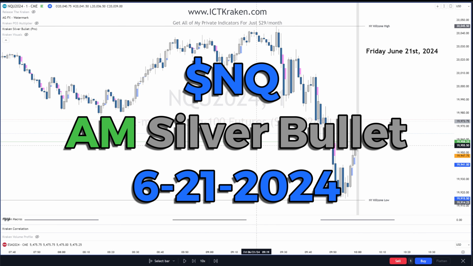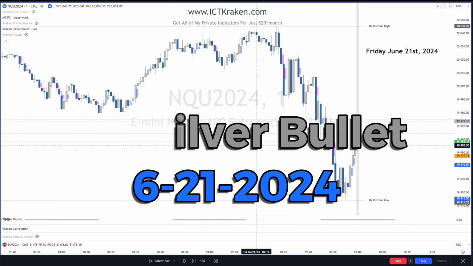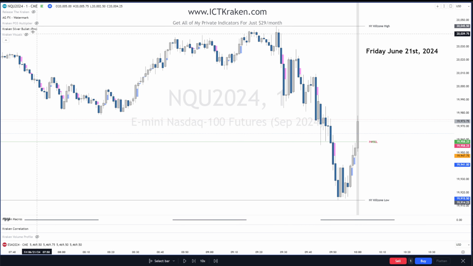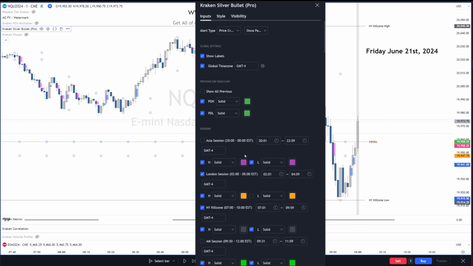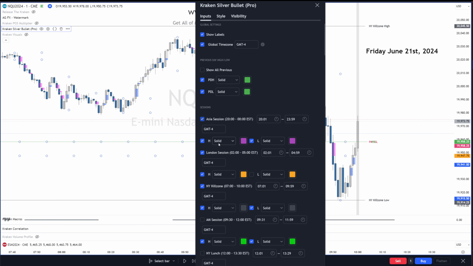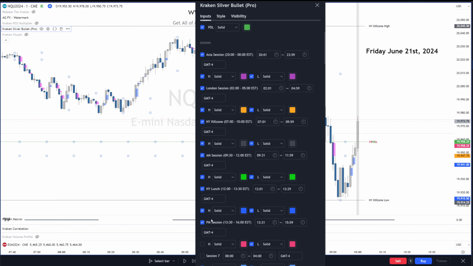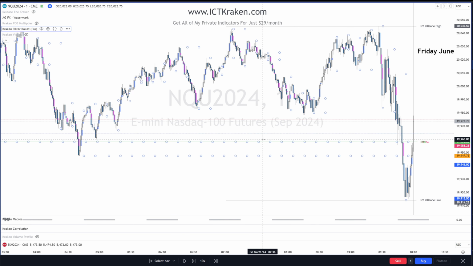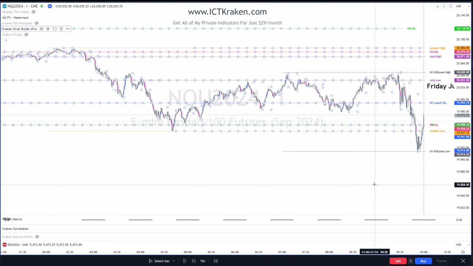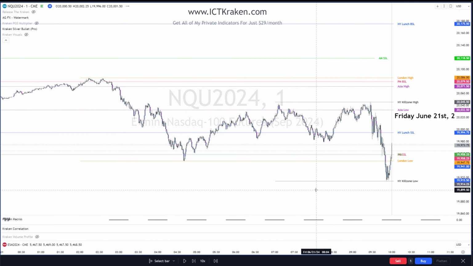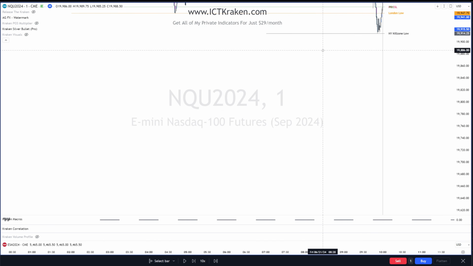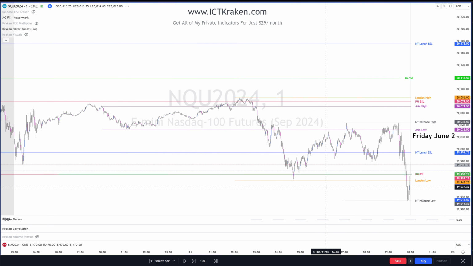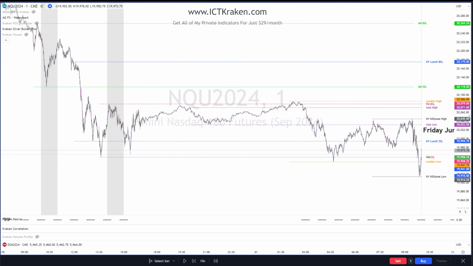Today I want to go over the AM Silver Bullet for Friday, June 21st. So the first thing we're going to do is turn on the Kraken Silver Bullet Pro. Make sure everything's turned on, and it's not all turned on, so let's turn it all on. Okay. Now we got to scrunch it all down, see where everything's at, right? In our general viewing area. Alright, where's that on that? Okay, let's do this like this.